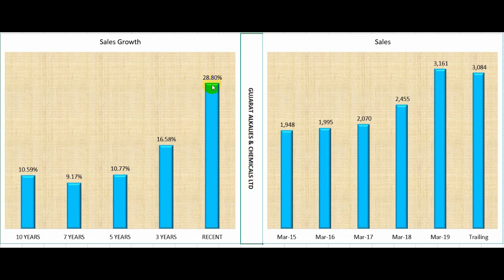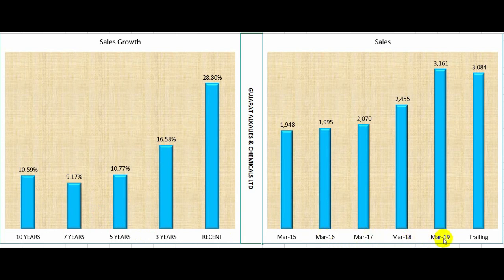This we can compare, or we can analyze it by looking on the right hand side and seeing that in the recent 12 trailing months the sales was 3084 crores and in March 18 it was 2455 crores. So that's a growth of around 28.8%. So in the recent 12 trailing months, either I am taking the 2019 or 2018, whichever is higher. And as far as 3 years growth rate is concerned, we need the 4 years data. So from 19, 18, 17 and 16.